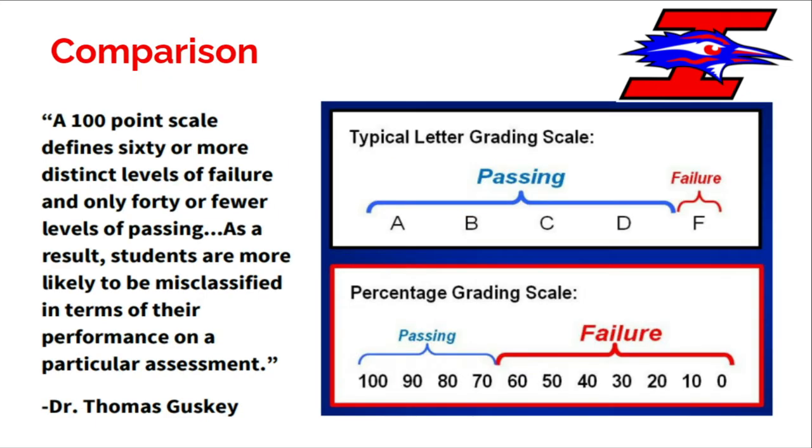Here's a couple comparison things for you to take a look at. The 100-point scale defines 60 or more distinct levels of failure and only 40 or fewer levels of passing. As a result, students are more likely to be misclassified in terms of their performance on a particular assessment. When I look at this graphic, you can see them compared one over the other, and there's just as it states, 60 opportunities for failure versus 40 opportunities for passing.